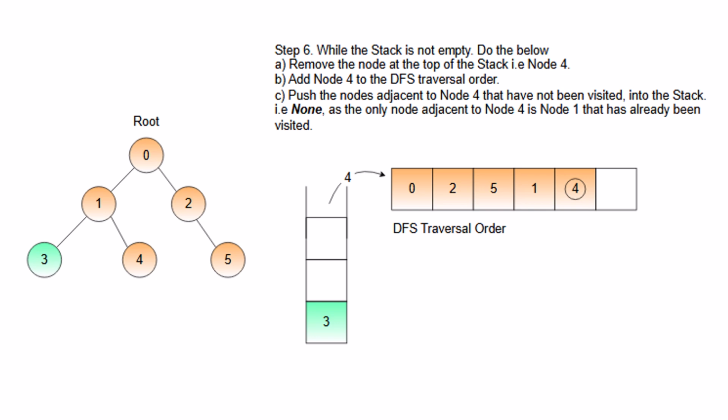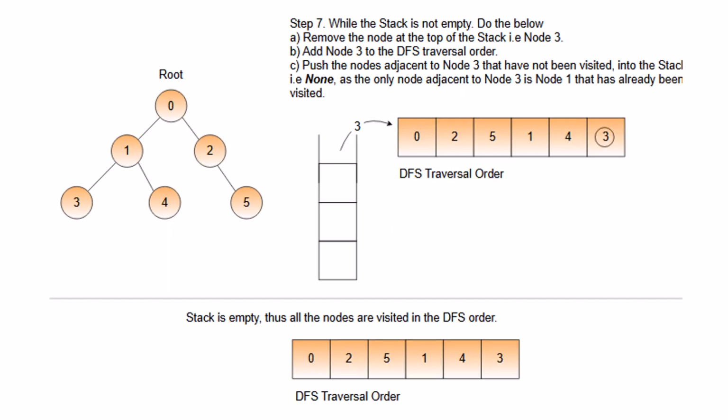neighbors of 3. So there are no neighbors. So at last only pop the element 3, so that the final DFS order is 0, 2, 5, 1, 4, 3. So this is the principle of DFS.